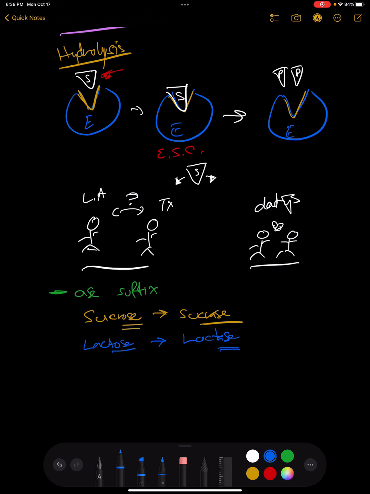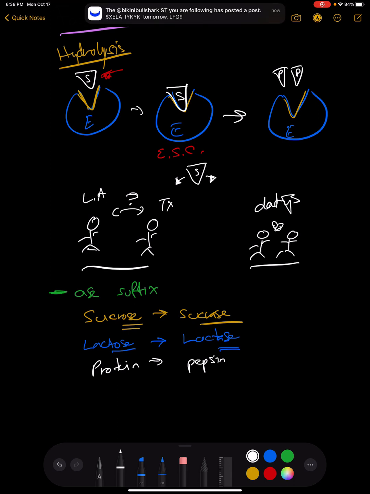Are they always so easy? No, because if I want to break a protein apart, breaking proteins apart, that's actually called pepsin. So do they always follow the ASE stuff? No, but they pretty much do.